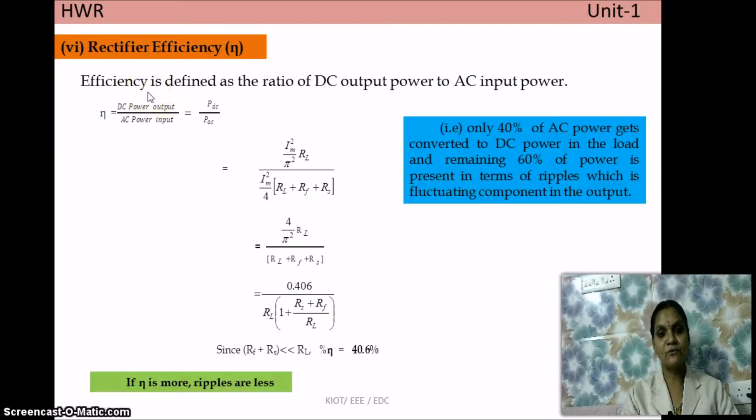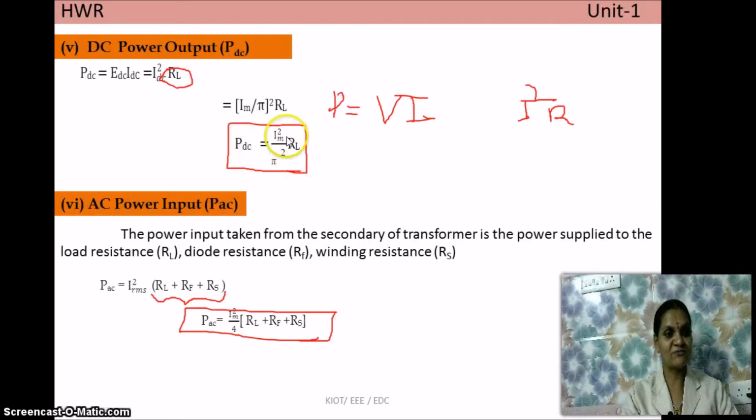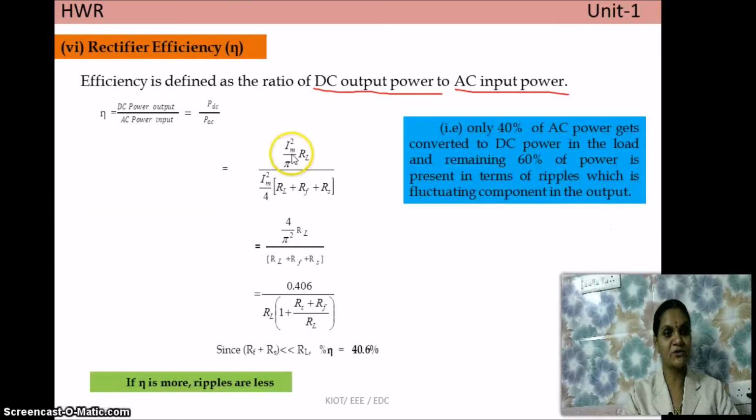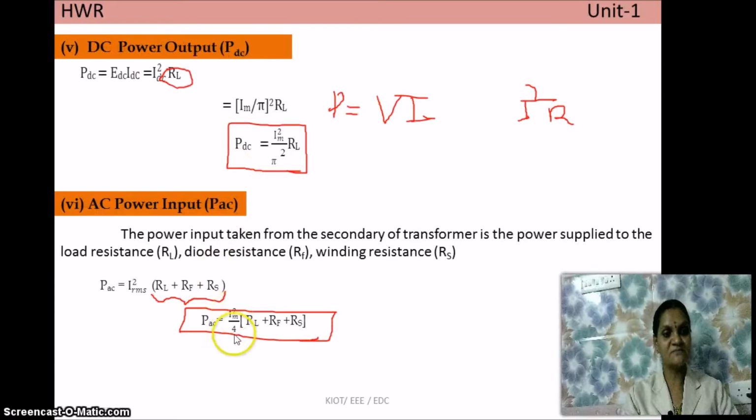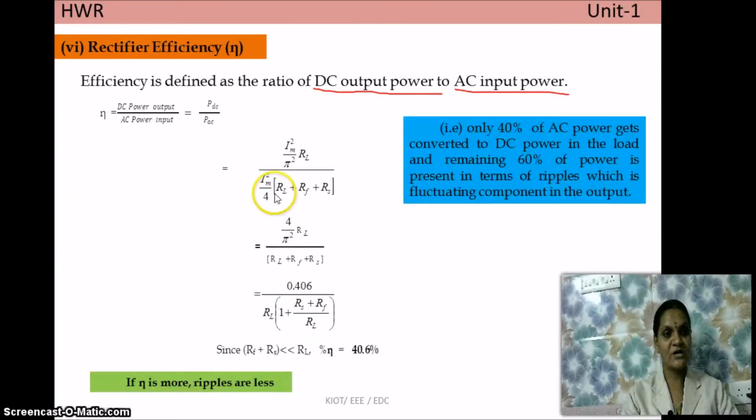Normally we know the formula for efficiency. It is defined as the ratio of output power to input power. Here the output power is DC power, whereas the input power is AC power in a rectifier. So we use the formula efficiency is equal to DC power output to AC power input, represented by PDC by PAC. PDC we have just calculated. PDC is Im square by pi square into RL. So this becomes Im square by pi square RL by PAC. PAC is Im square by 4 into 3 resistances. So Im square by 4, 3 resistances.